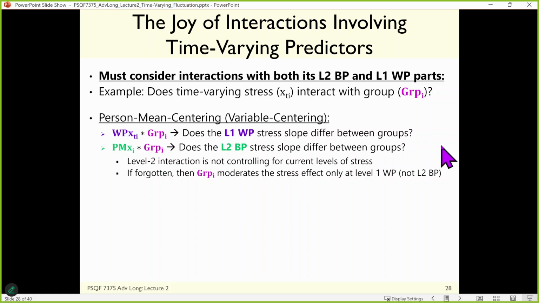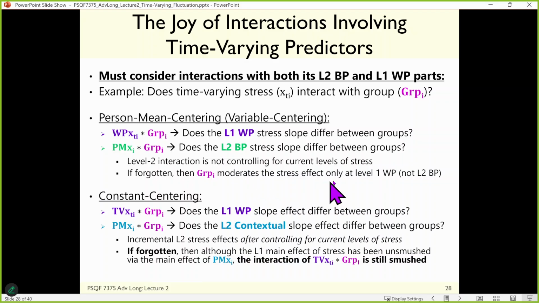So just to talk briefly about interactions and smushing, anytime that you have a level 1 predictor that is constant centered, you have to be aware that any interactions with it will also be smushed in addition to its main effect. So for instance, if I have a question about time varying stress interacting with membership in some kind of group. So if I do person mean centering, the interaction between level 1 and group would say, does the within person effect of stress depend on what group you're in? At level 2, that would be, does the between person effect of stress depend on what group you're in? And if you forget this, you're just moderating at one level and not the other. You're assuming there's no moderation at the level you didn't put the interaction in.